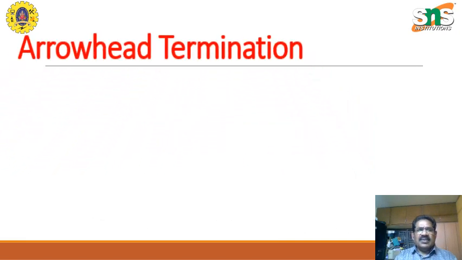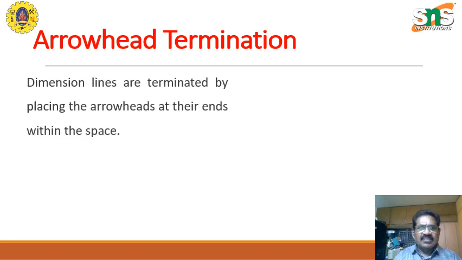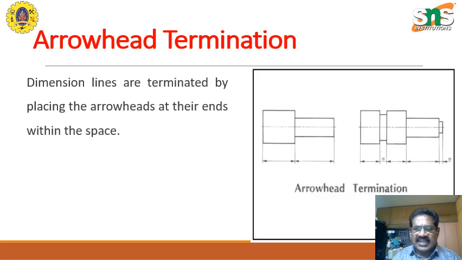Okay, so the arrowhead terminations are done by placing them like this. Either you can put the arrow like this, or in between, if you have a very small slot and you cannot draw an arrow, you can just put only the lines, but they are bounded by the two arrows of the next dimension. Arrowhead termination, this is what it is.